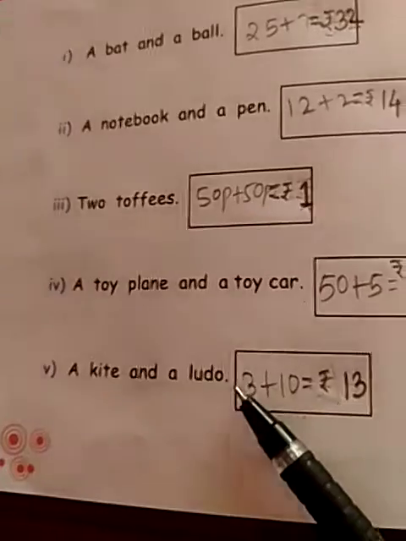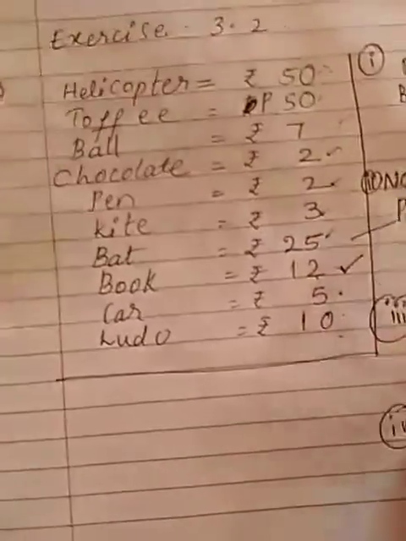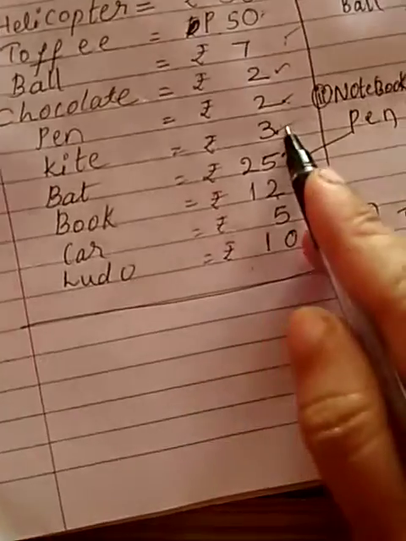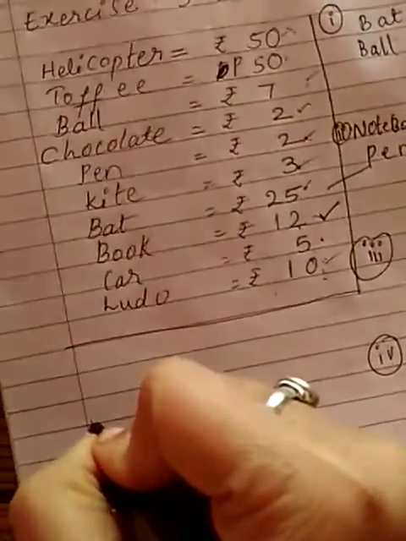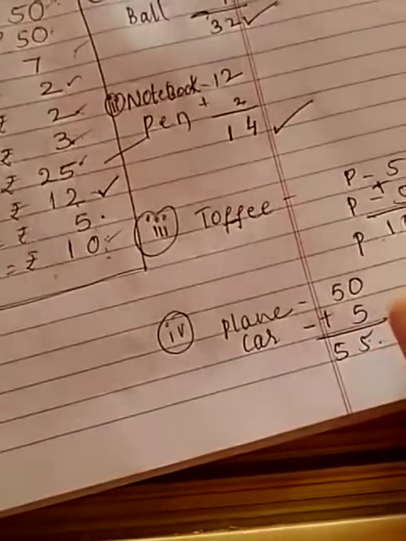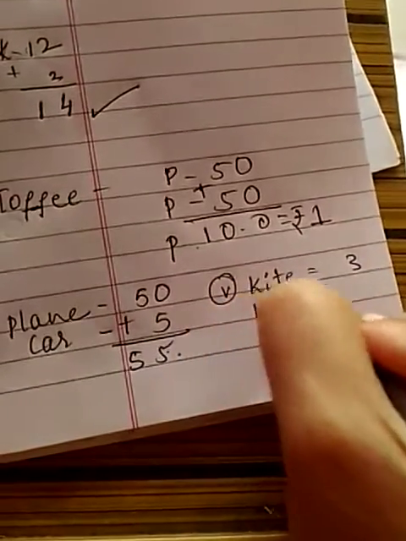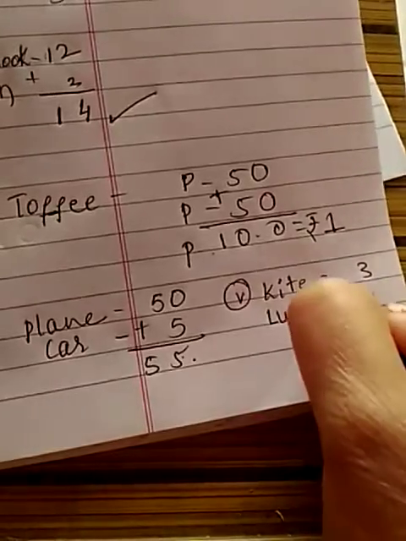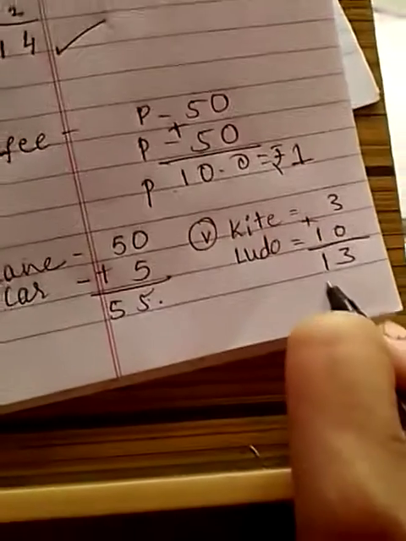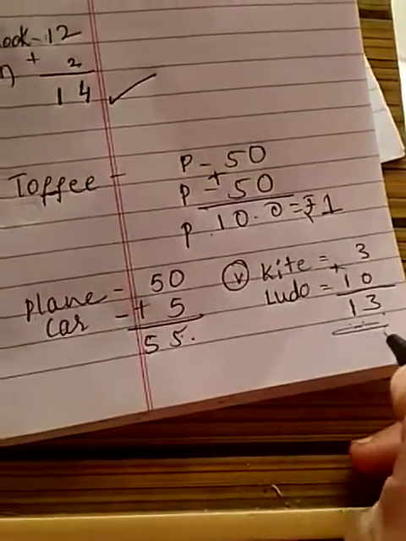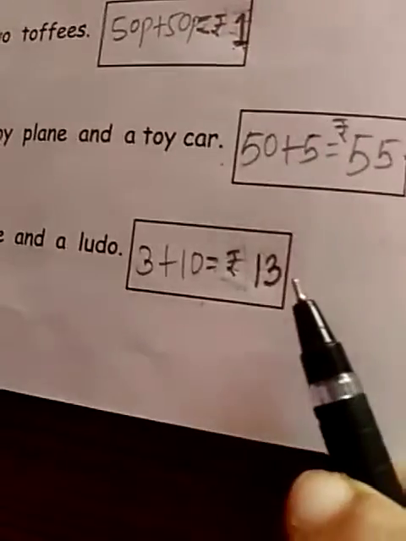A kite and a ludo. Kite is rupees 3 and ludo is rupees 10. Add 3 plus 10, 13. 3 plus 0, 3, 1 as it is. So amount is 13. Write here rupees 13.